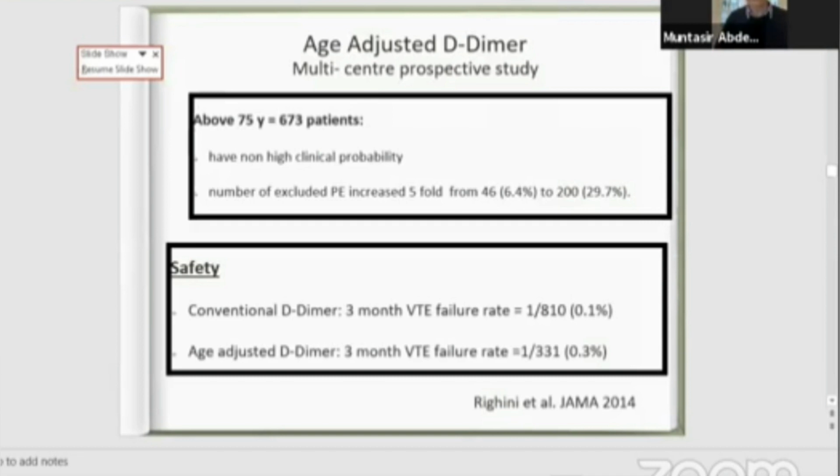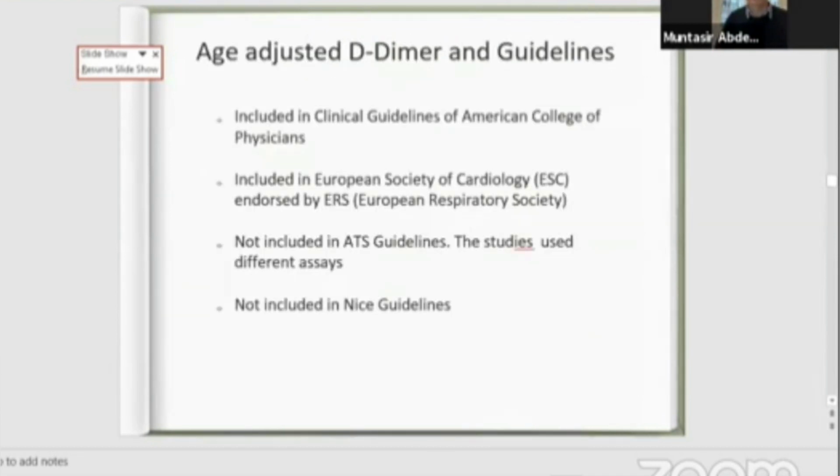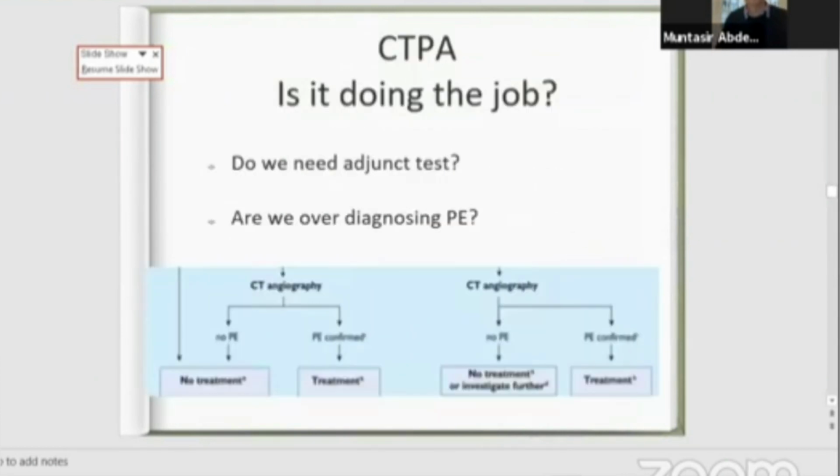The next slide. The next slide also. Sorry, I discussed that one.